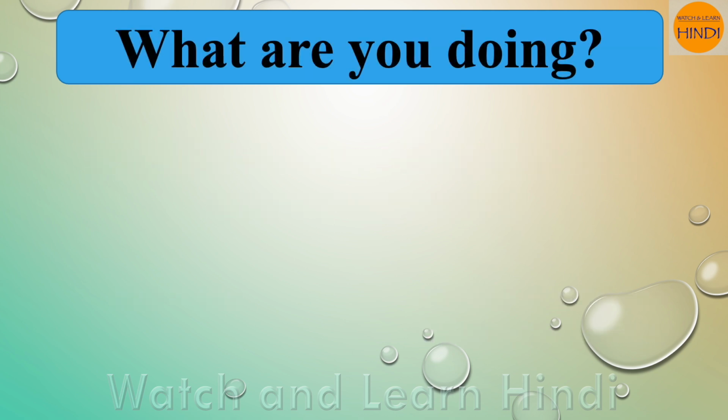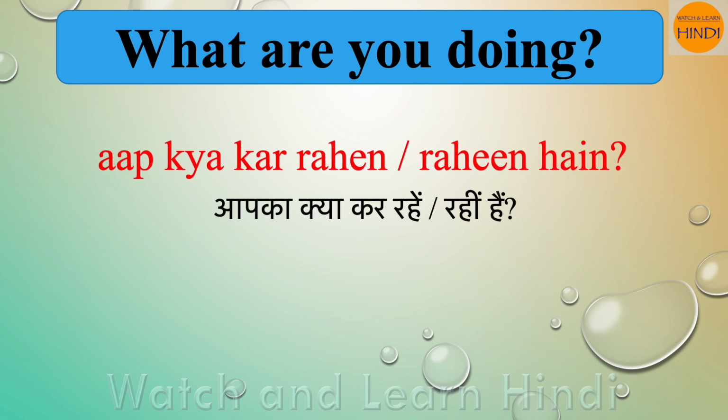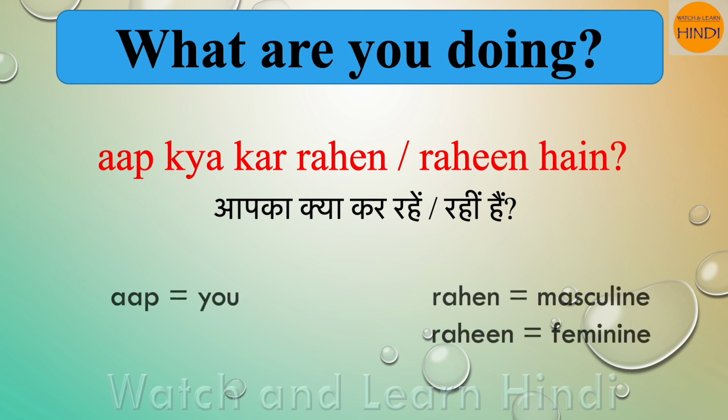What are you doing? Again, a gender specific question. आप क्या कर रहे हैं और आप क्या कर रही हैं? आप is you, रहें is masculine, रहीं is feminine. Here notice that both रहें and रहीं have a nasal tone at the end, just like the word हैं.